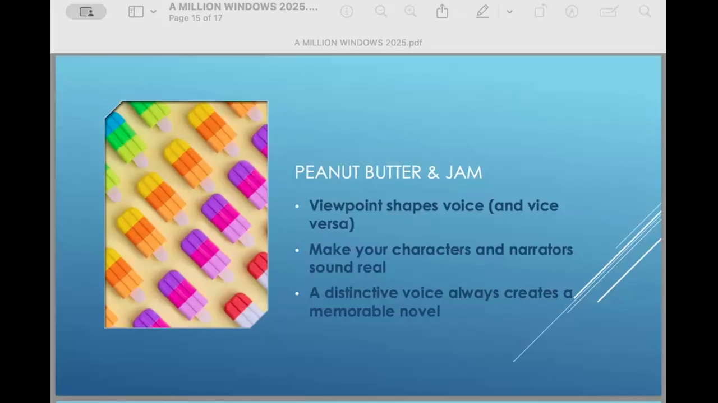So it can be quirky, it can be a little bit sly and sardonic, or it can be so poetically beautiful that you don't really care about the plot at all because the writing is just so rich and beautiful. And that's really what the voice is.